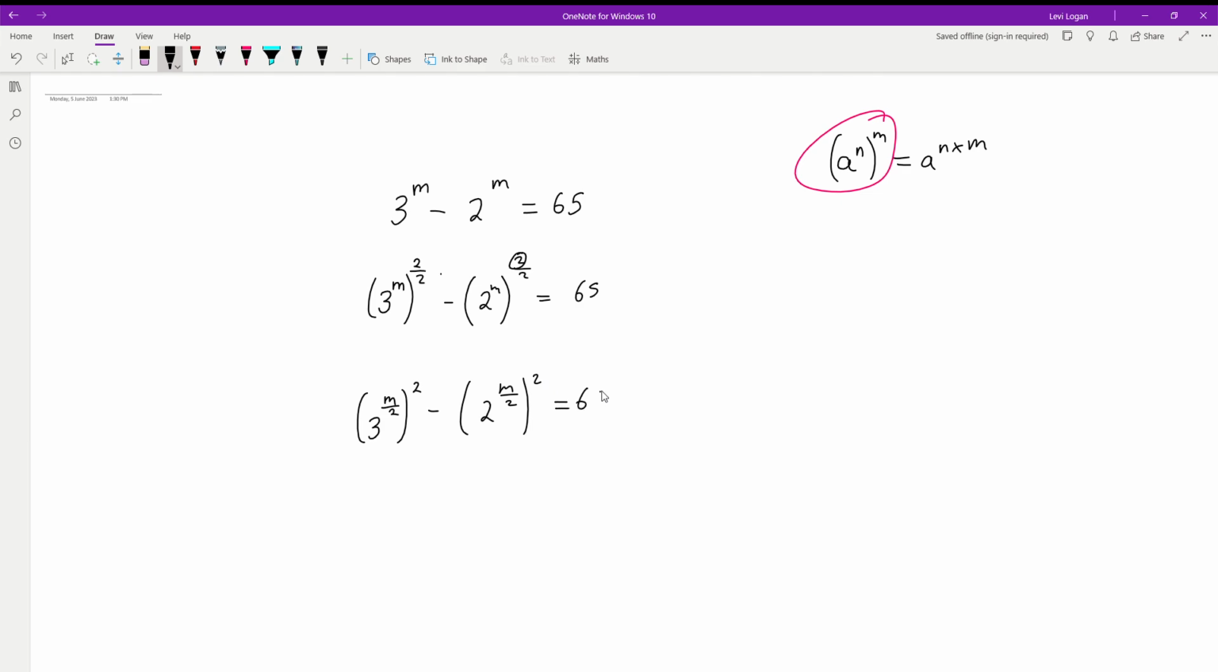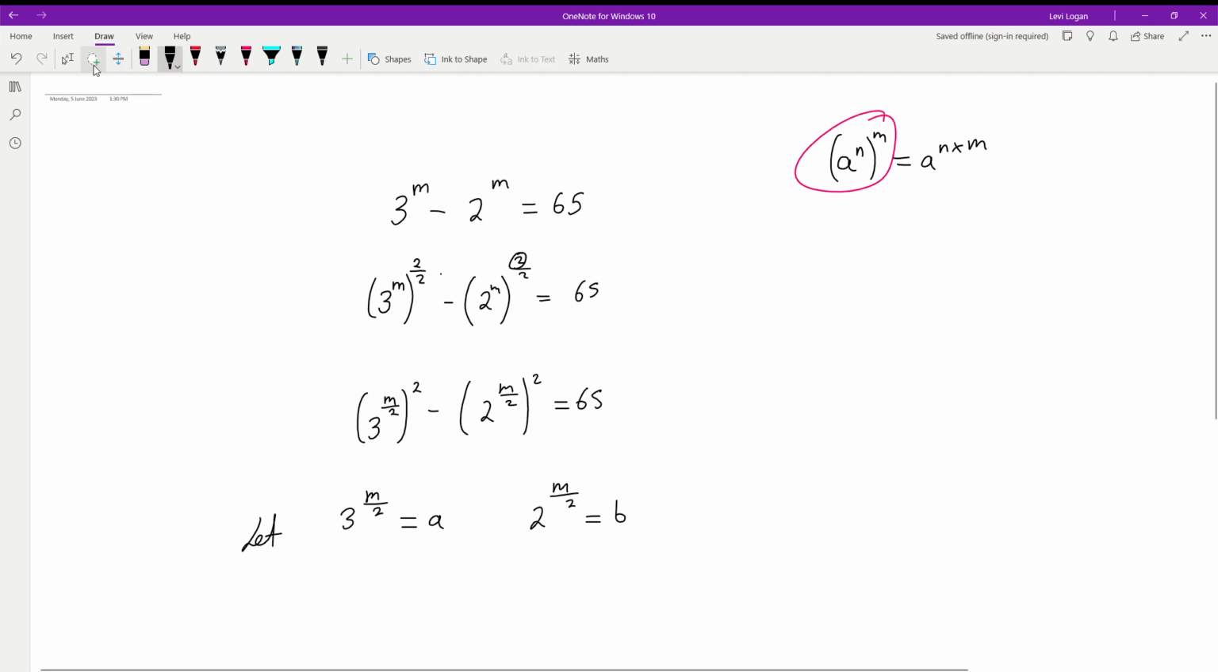Okay, cool. Now we can see we've almost got a difference of squares here, but to make things cleaner, we're going to replace this and this with variables. So I'm going to let 3 to the power of m over 2 equal a, and I'm going to let 2 to the power of m over 2 equal b. The reason I'm going to do this is because then I'll have a difference of squares.